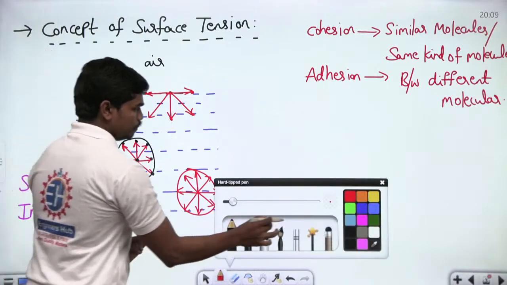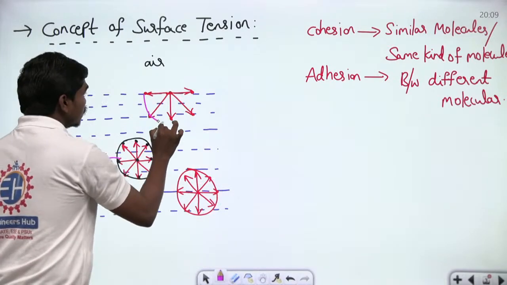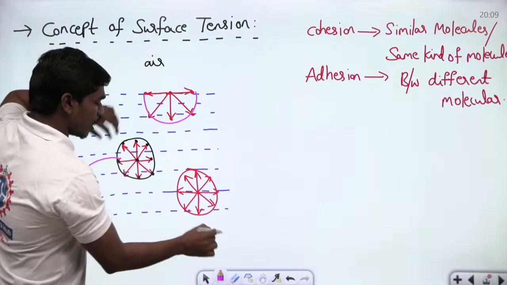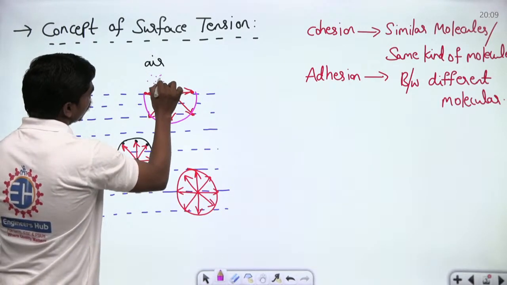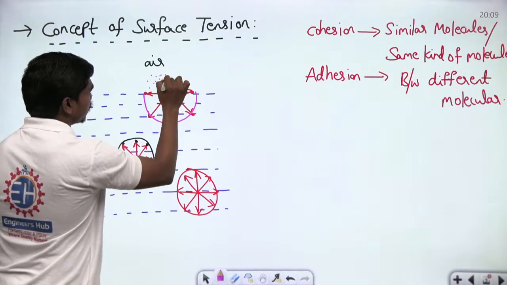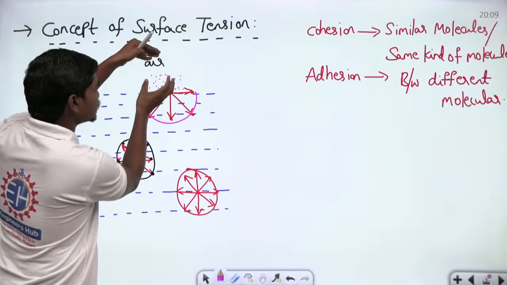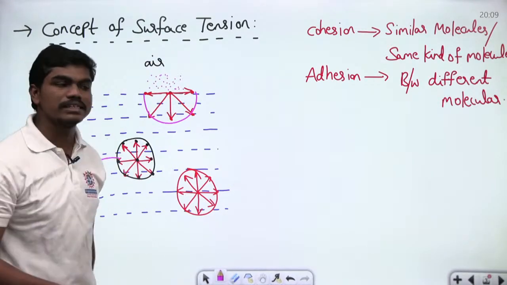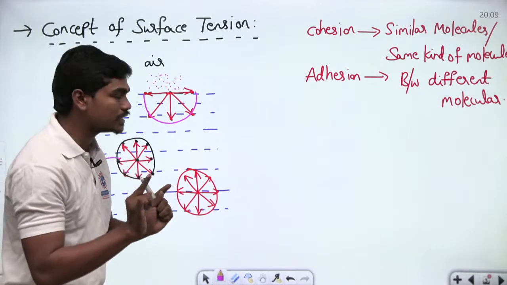Now, can you understand one thing, that if this is the region from which this molecule is being attracted, and if this is air on the top, and you know cohesive forces are generally strong as compared to the adhesive forces. So generally, can you understand that the adhesive forces exerted by this air on this water will be very less? Yes or no? Can you all understand? Look, this is a very important concept, so please listen carefully.